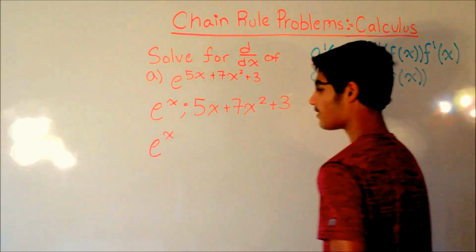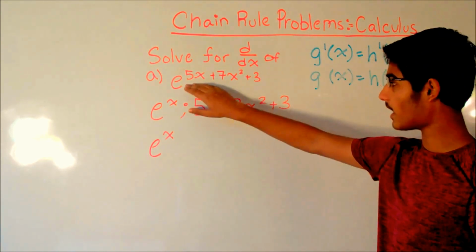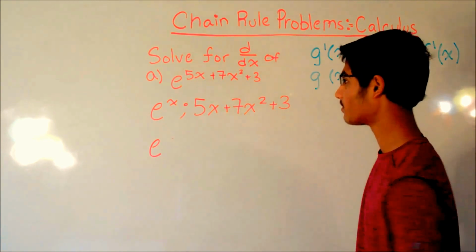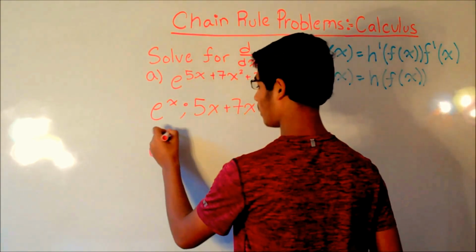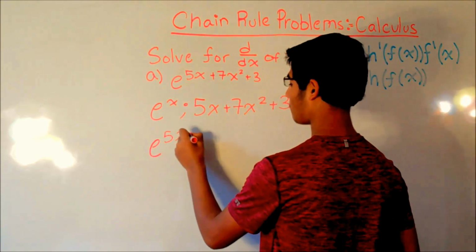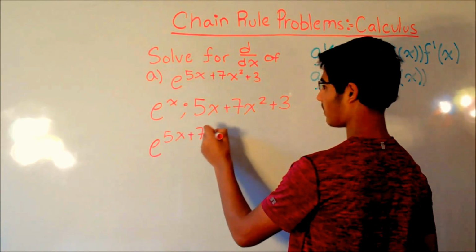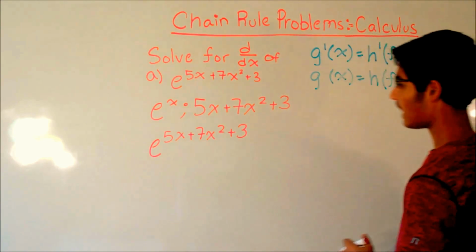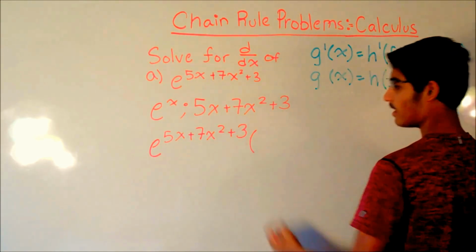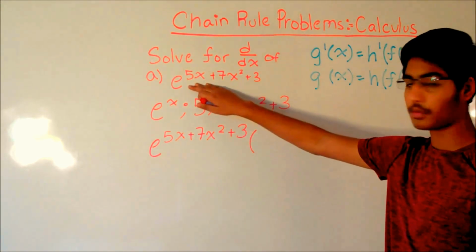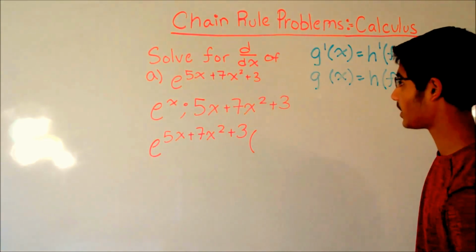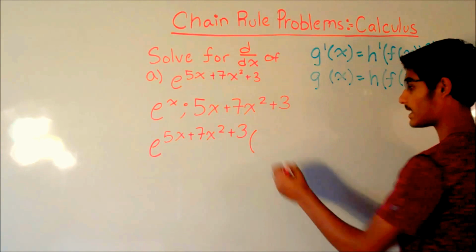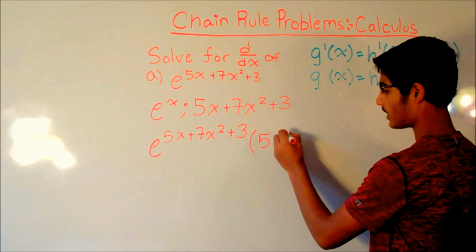Instead of saying e to the x, we have to plug in our f of x values, so we plug in 5x plus 7x squared plus 3. And then we multiply this by the derivative of the inner function, which is 5x plus 7x squared plus 3. The derivative of that is 5 plus 14x.